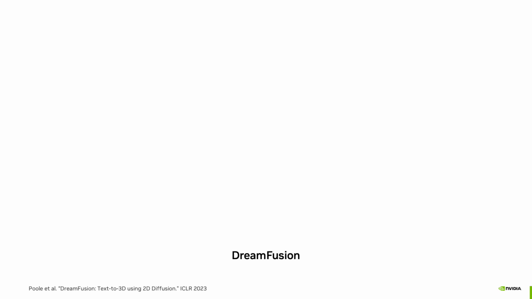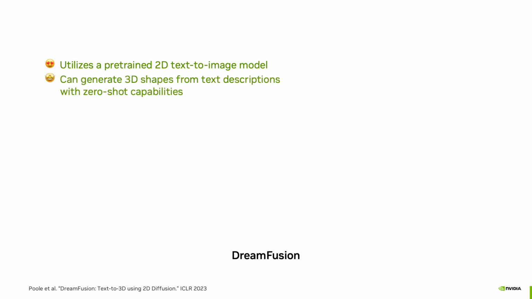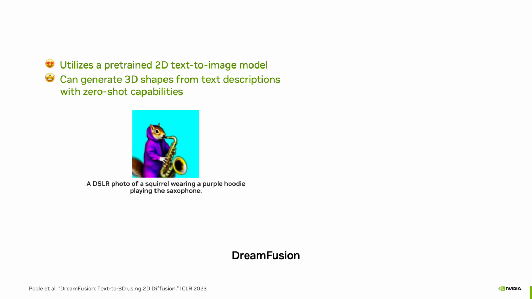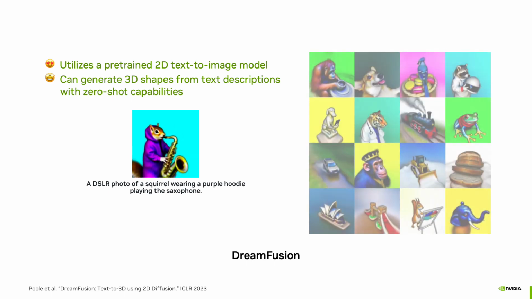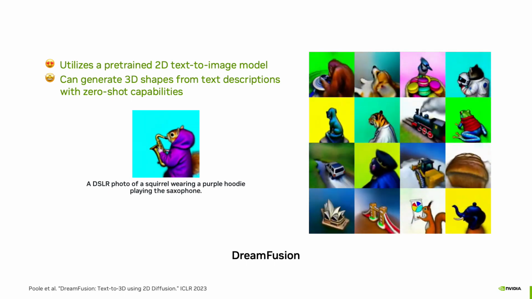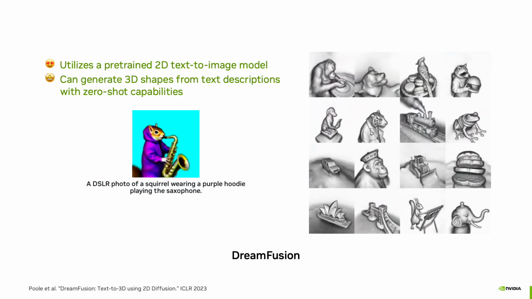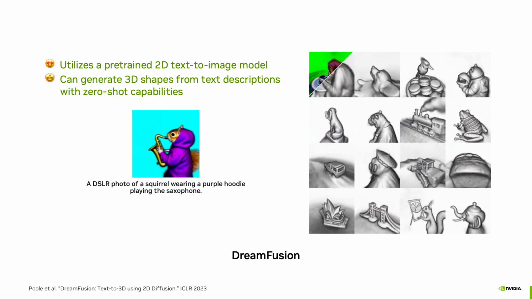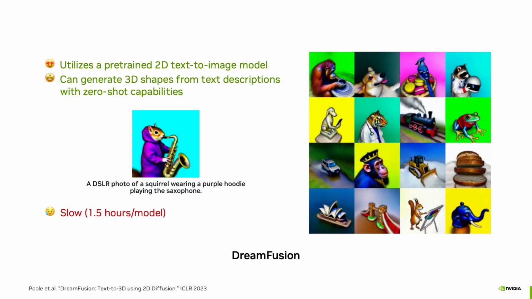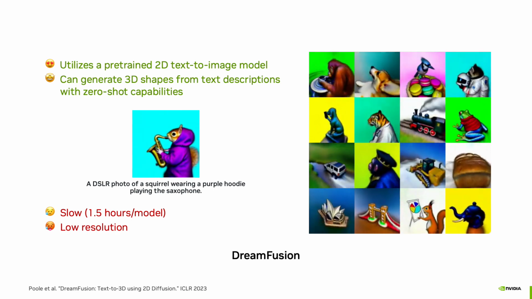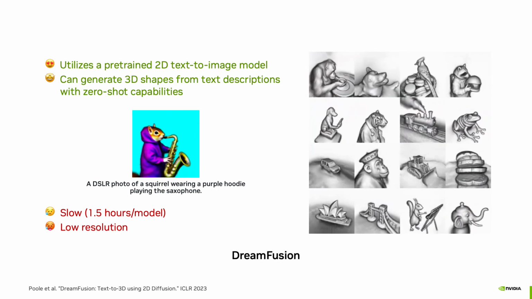Recently, DreamFusion introduced a solution to this by capitalizing on pre-trained text-to-image generative models, which allows one to generate 3D shapes from text with great zero-shot capabilities. It can create 3D shapes describing diverse concepts, such as a squirrel playing the saxophone, among many others. However, DreamFusion suffers from several limitations. It can take 90 minutes to optimize a single 3D model, with a lack of details in the low-resolution rendered images.